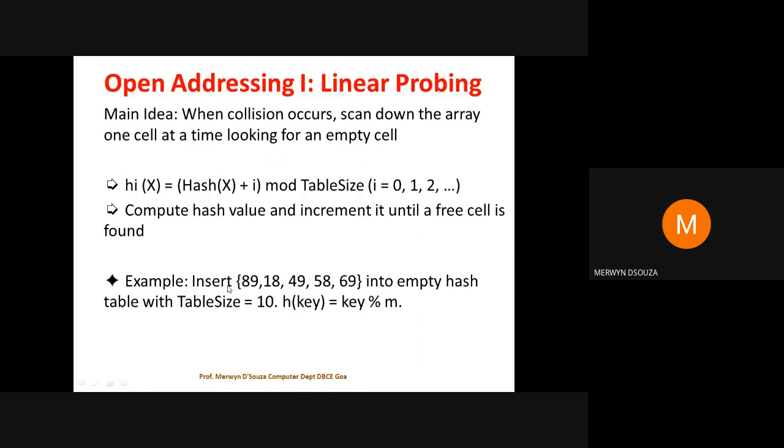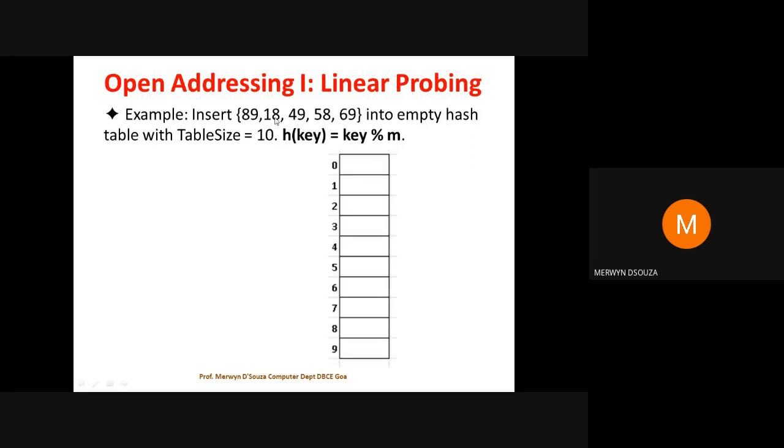Suppose we have been told to insert these values. You're given the hash function and you're given the size of the table. Using this, let's look at how to do linear probing. Take these values and use this hash function to insert the values. As long as no collision is there, just keep on using this hash function. We have nothing to do with this till a collision happens.